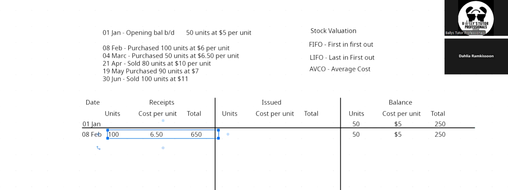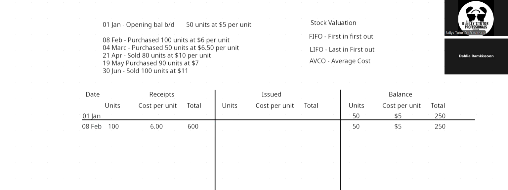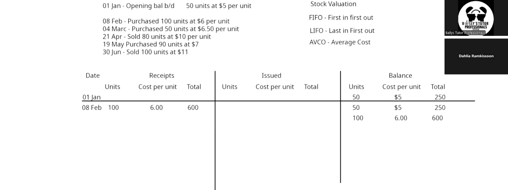So the balance, I have 50 units at $5 each for 250. And then I have the 100 units that I just bought at $6 for 600. So the total value of my stock right now would be 600 plus 250, because I have 50 that are worth 250 and I have 100 that are worth 600. So far, so good? All right, so not to confuse myself, I put a line to separate these again.